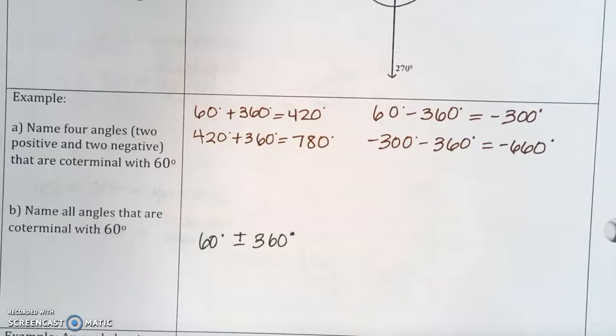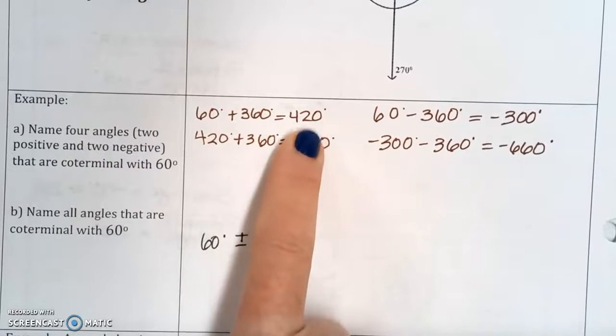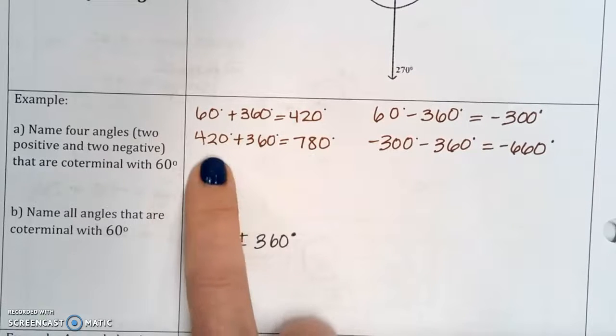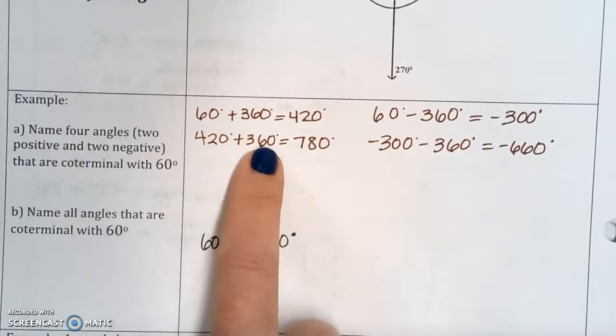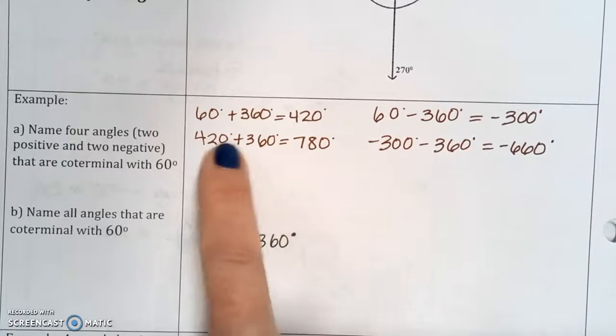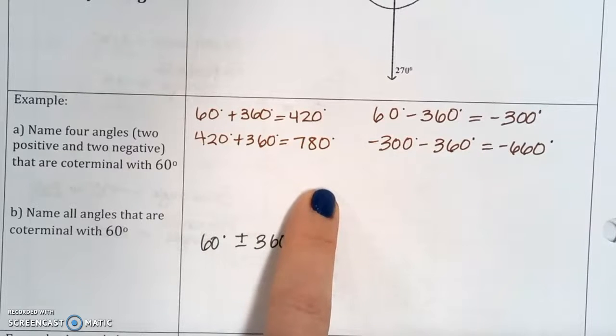Name 4 angles, 2 positive and 2 negative, that are coterminal with 60 degrees. Okay, so we start with our 60. I added 360, got an angle measure of 420 degrees, and then added another 360 degrees, got 780. We could keep going, and we could keep going.